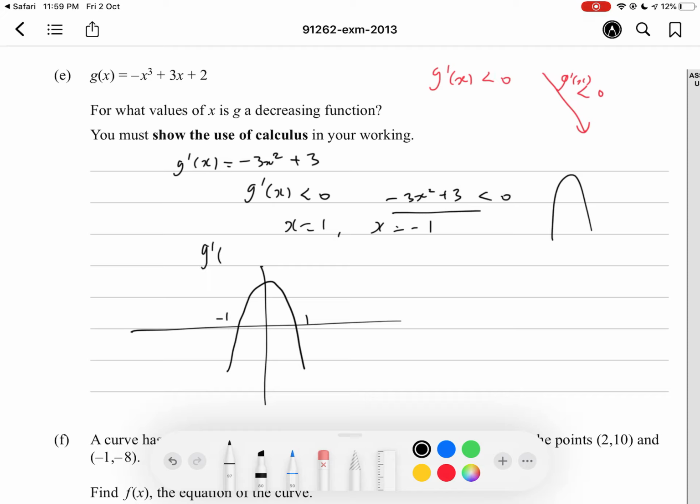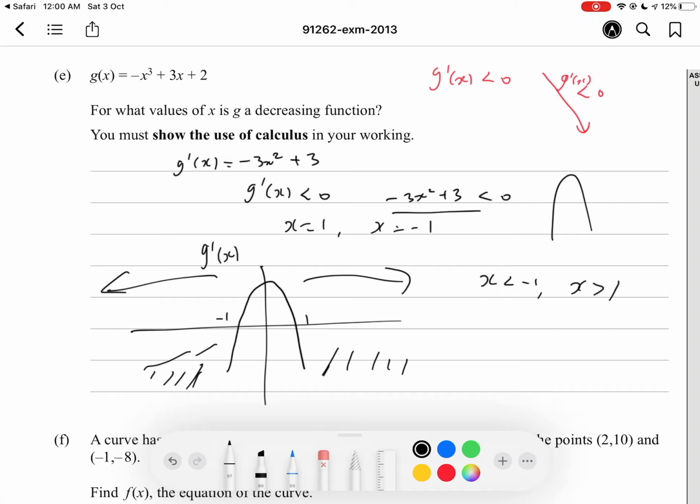So as you can see here, this is g dash of x. The g dash of x is less than 0 in this region here and in this region here, okay? So basically in these two regions. So basically x can either be less than negative 1 or x is greater than 1. And those are the two domains for when g of x is a decreasing function. So it's either x is less than negative 1 or x is greater than 1.